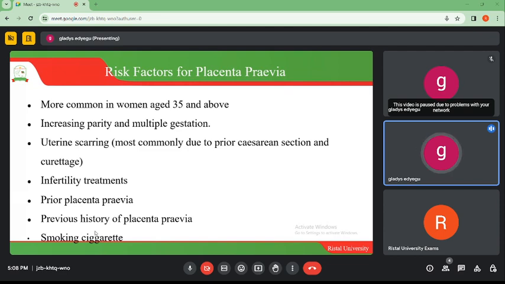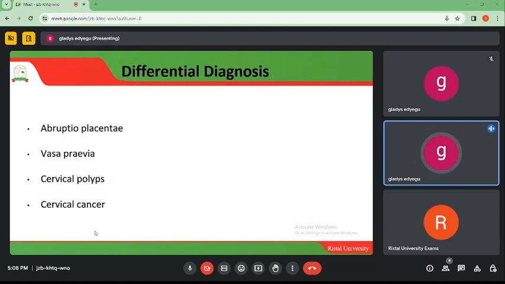Mothers who smoke cigarettes are also at a high risk of getting placenta previa because smoking causes constriction of the blood vessels and reduces the supply of nutrients and blood to those areas. It ends up becoming something like previous scars, causing the placenta to look for a better place to embed, causing a placenta previa kind of condition.